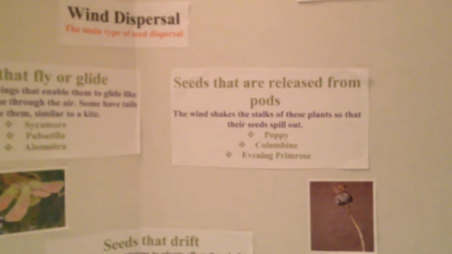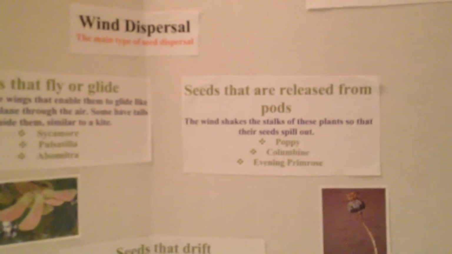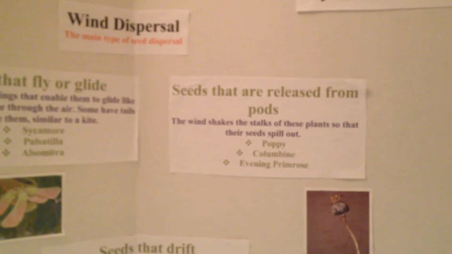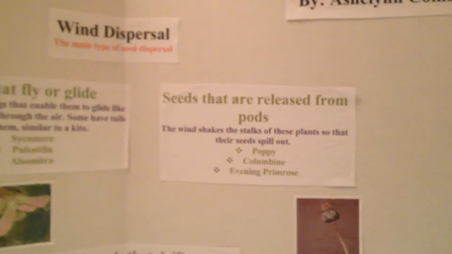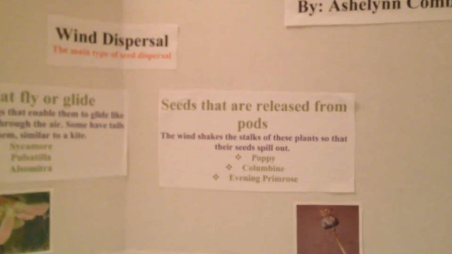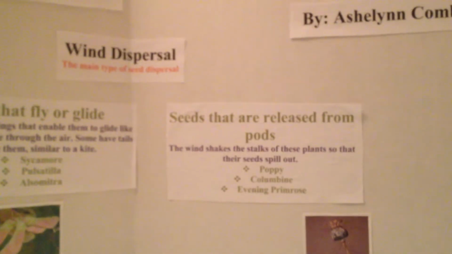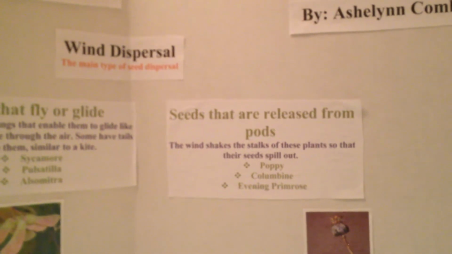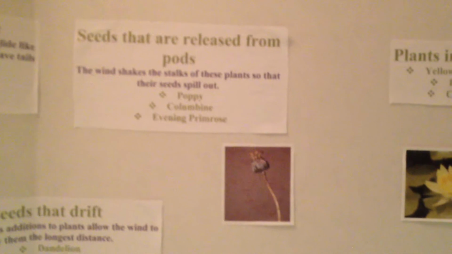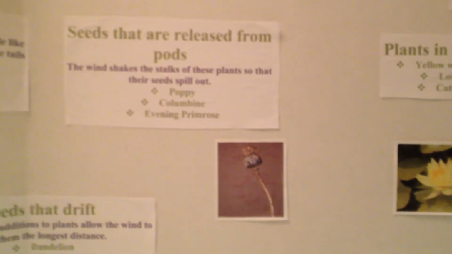Seeds that are released from pods. The wind shakes the stalks of these plants so that their seeds spill out. An example of these types of wind dispersal seeds are poppy, columbine, and evening primrose. This is a picture of a poppy plant.